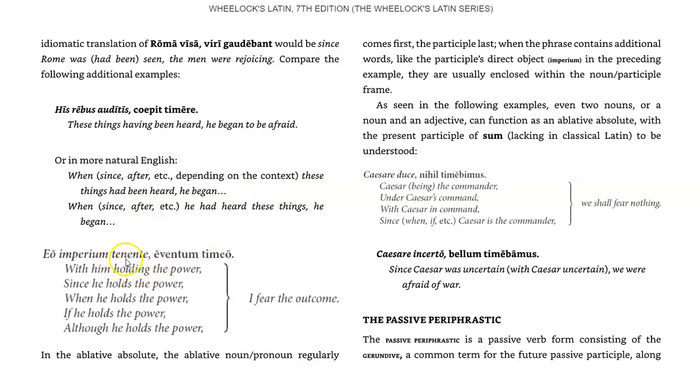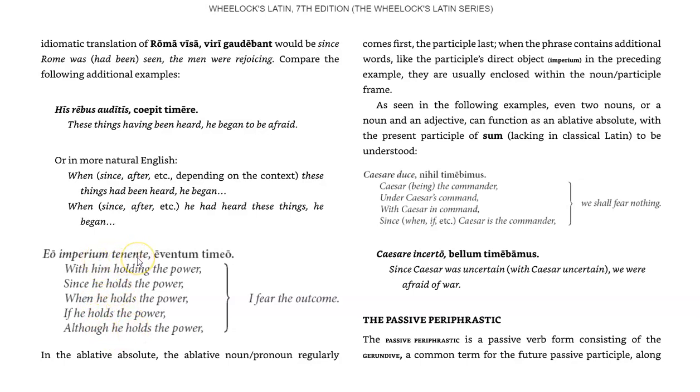Here's a good example of what we're talking about here, this ablative absolute. Now how do we know it's an ablative absolute? Because this is second declension ablative singular -o. This is third declension ablative singular -e. So again, if you look at your declension chart, which I'm not going to pull up, you'll see that those are indeed the case endings, but you can see all the different ways to translate it. Quite frankly, since it's present tense, I would just say with him holding the power, I fear the outcome. But as you can see, you can also say since he holds power, when he holds power, if he holds power, although he holds power.